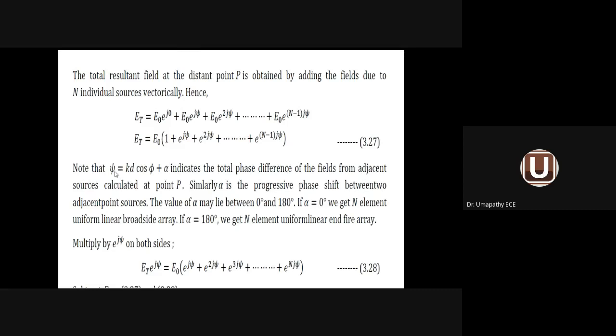Now I am substituting psi equals kd cos phi plus alpha. Then I'm multiplying equation 1 by e power j psi on both sides. When I multiply it, I will get ET e power j psi equals E naught times: e power j psi, this term will become e power j 2 psi, this will become 3 j psi, and finally the n minus 1 term will become n j psi.